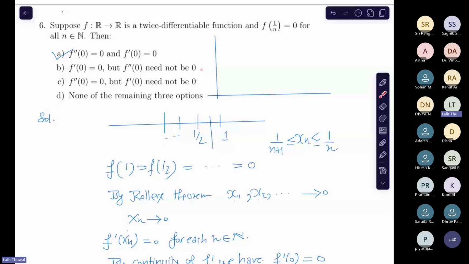So was this... But even then, the problem is, no, you cannot counter it, right? It is proved. I have proved it that f double dash 0 is 0, f dash 0 is 0. Okay.